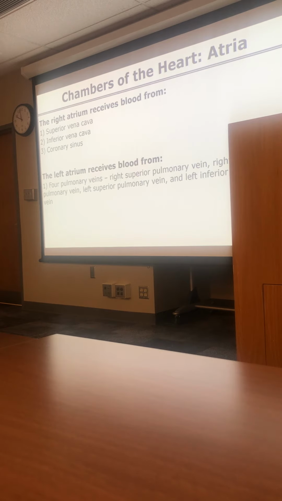Now the left atrium, on the other hand, is going to receive oxygenated blood coming back from the lungs. There are 4 pulmonary veins typically that come in. They're named very nicely. You have 2 on the right, 2 on the left, 2 that are superior, and 2 that are inferior. So you end up with the right superior pulmonary vein, right inferior pulmonary vein, left superior pulmonary vein, and left inferior pulmonary vein.